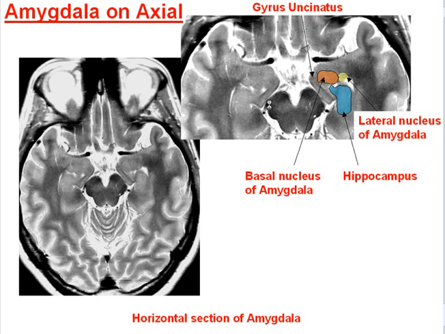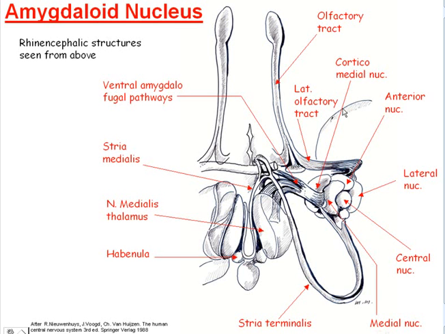This is to show, in axial plane, the large basal nuclei complex, and this is the lateral nucleus of the amygdala, and the hippocampus is posterior to it. This is the drawing of the amygdala, and here is the stria terminalis rising from the amygdala and then going into the anterior hippocampus. And this joins with the stria medialis.